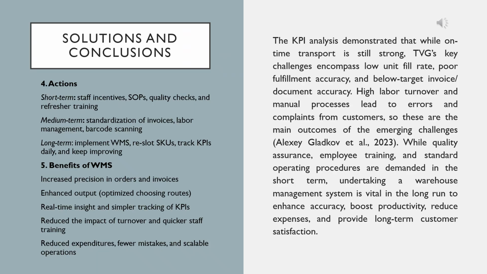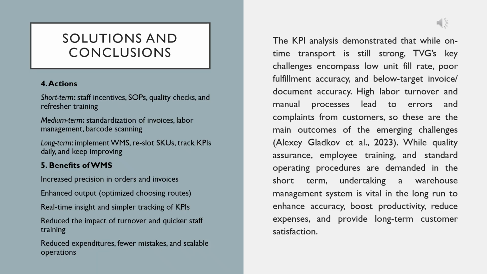So, the next question is, what do we do with the inadequacies of KPIs that were spotted during the previous investigation? These include fill rate, accuracy, and productivity deficiencies. Currently, our main focus should be on addressing these inadequacies I mentioned. TVG can focus on short-term actions that include staff incentives, SOPs, quality checks, and refresher training. Even though these are small steps, they can lead to a significant impact quickly.